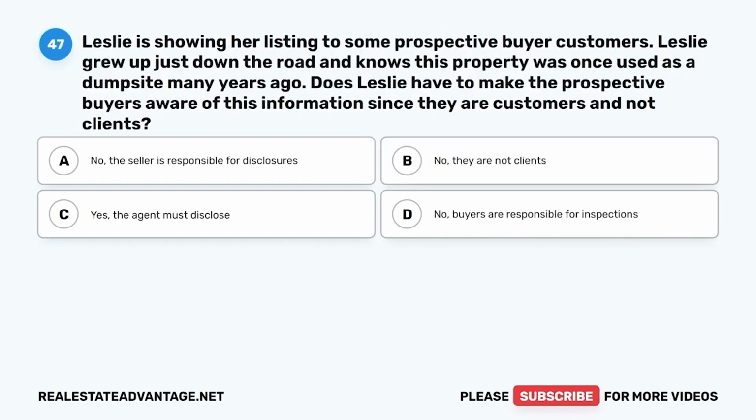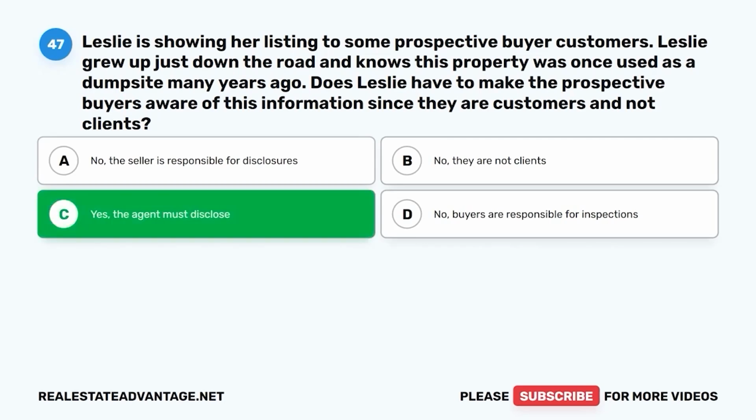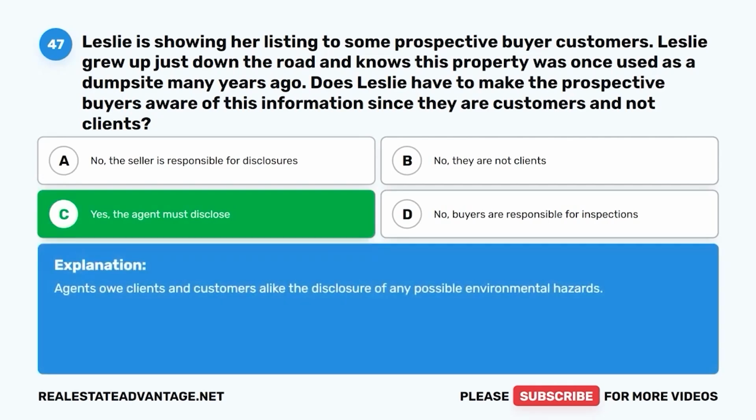Question 47. Leslie is showing her listing to some prospective buyer customers. Leslie grew up just down the road and knows this property was once used as a dump site many years ago. Does Leslie have to make the prospective buyers aware of this information since they are customers and not clients? A. No, the seller is responsible for disclosures. B. No, they are not clients. C. Yes, the agent must disclose. D. No, buyers are responsible for inspections. The correct answer is C. Yes, the agent must disclose. Agents owe clients and customers alike the disclosure of any possible environmental hazards.